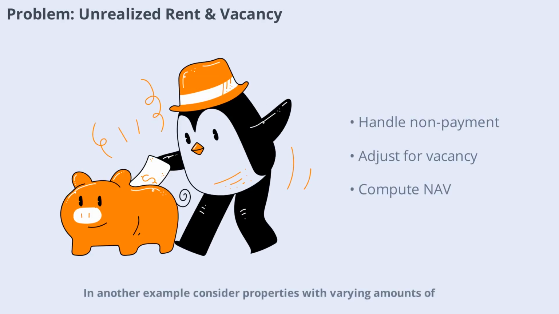Another example, consider properties with varying amounts of unrealized rent and periods of vacancy. By deducting unrealized rent from actual rent received and then adjusting for vacancy loss, we arrive at the gross annual value. After subtracting municipal taxes, we get the net annual value. This demonstrates how real-world issues like non-payment and vacancy affect taxable income.